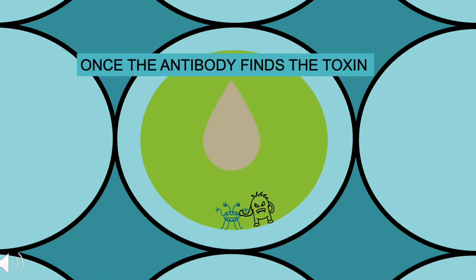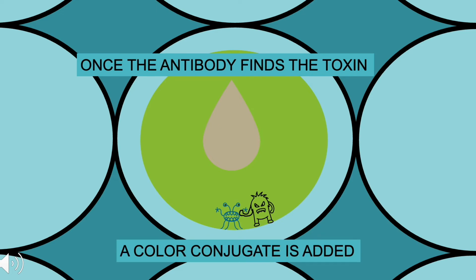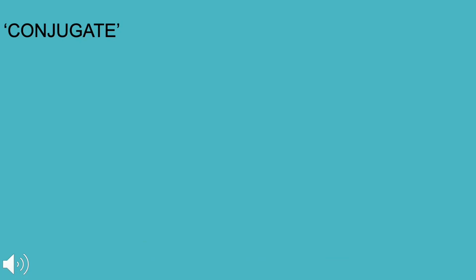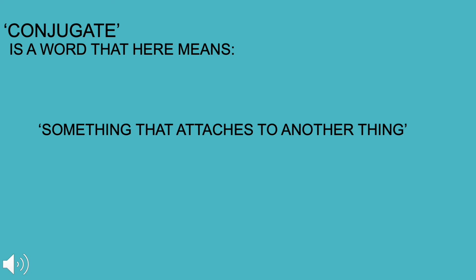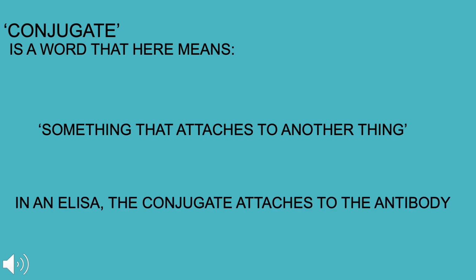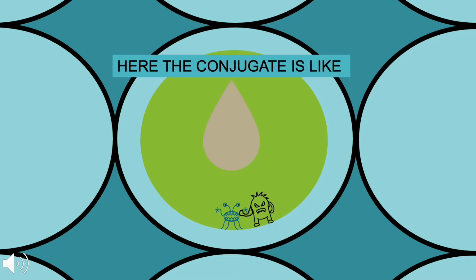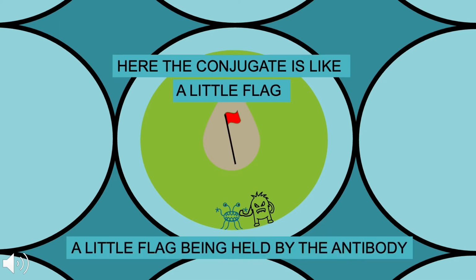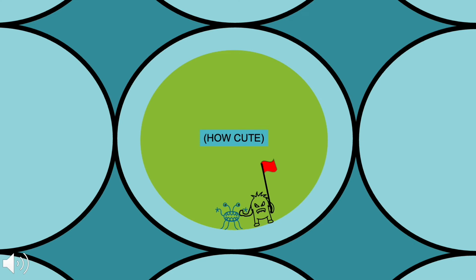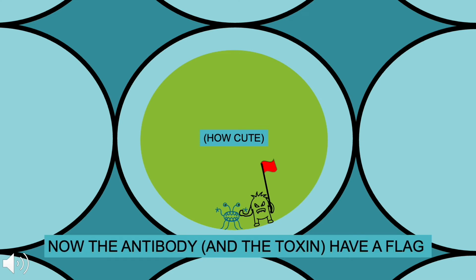Once the antibody finds the toxin, a color conjugate is added. Conjugate is a word that here means something that attaches to another thing. In an ELISA, the conjugate attaches to the antibody. Here the conjugate is like a little flag being held by the antibody. How cute! Now the antibody and the toxin have a flag.